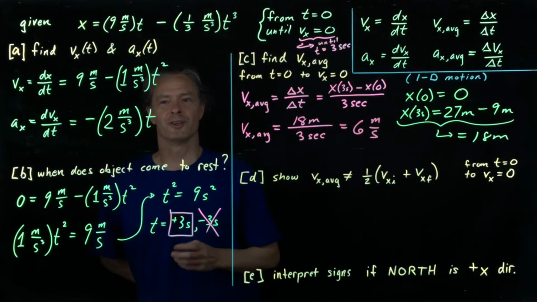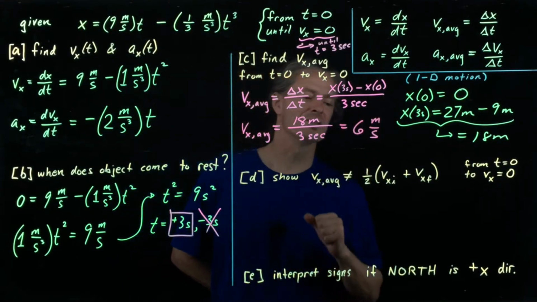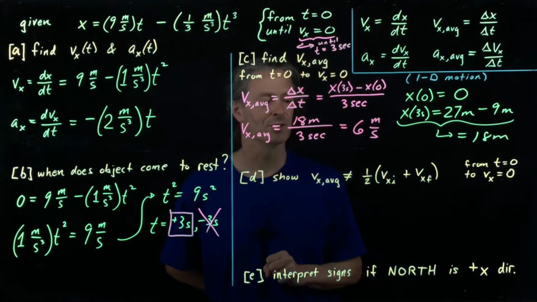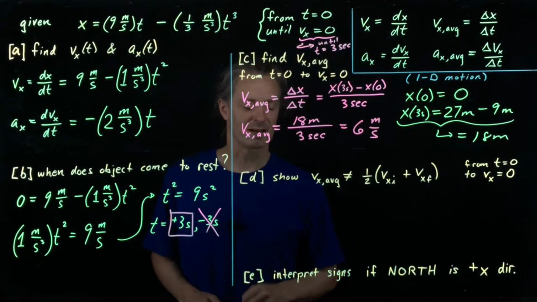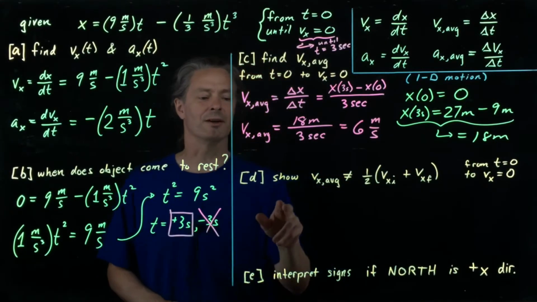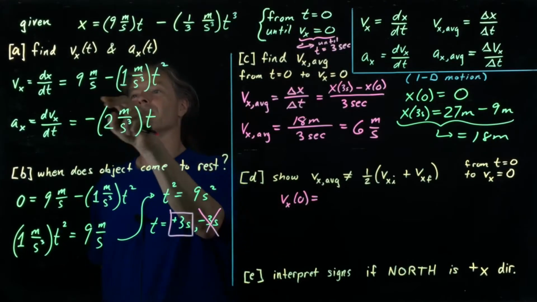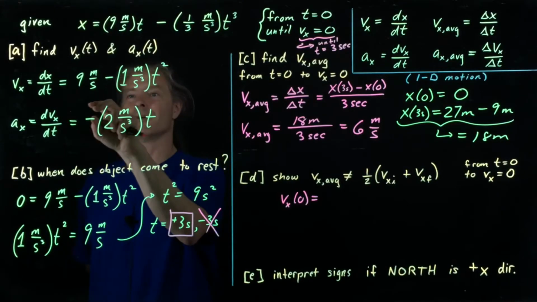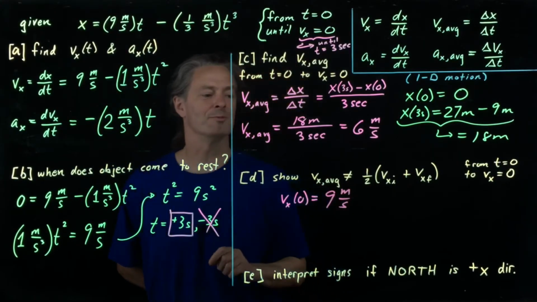All right, for the next part, I want to show that this average velocity that we just calculated is not equal to the sum of the initial and final velocities divided by 2. So to do that, let's find the initial velocity. That is the velocity at t equals 0, which I can write right here. So to get that, we can plug t equals 0 into our velocity versus time expression. This term becomes 0, and we're left with 9 meters per second for the velocity at time 0.